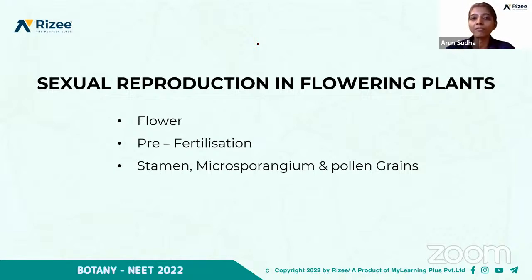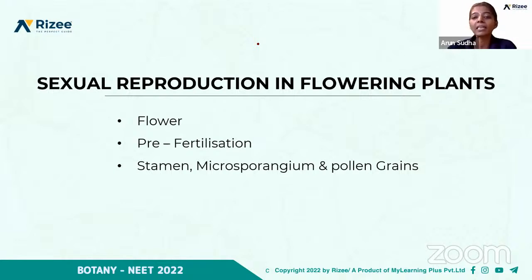So what do you mean by pre-fertilization? That is, what are the things which are required for fertilization? That is for the fusion of male and female gametes, right? So here under the pre-fertilization, particularly in flowering plants, we'll see about the male and the female reproductive structure, that is androecium and gynoecium. So first there must be the development of the male and female reproductive structures, right?